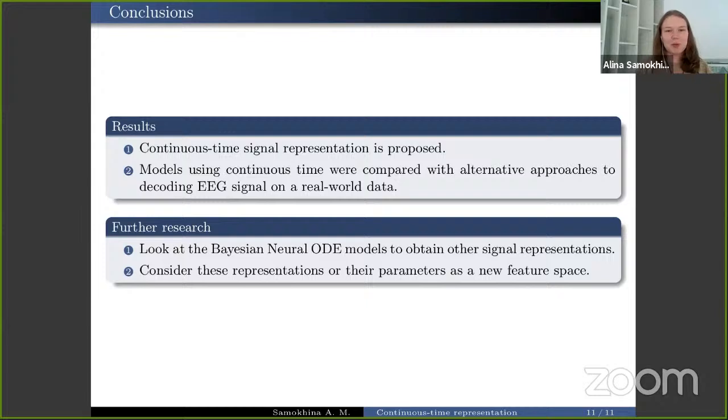So to sum up, in this work a continuous time signal representation was proposed. Models were compared with alternative approaches. And for further research, it was suggested to look at some other neural ODEs, like the Bayesian ones, to obtain other signal representations, compare them with each other, and then consider this representation or its parameters as an approximation of a new feature space for tasks involving electroencephalograms and time series.